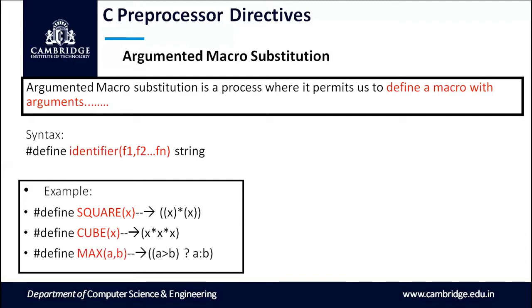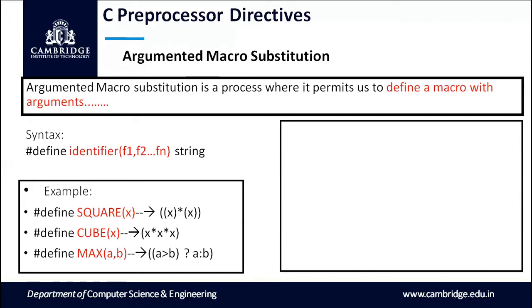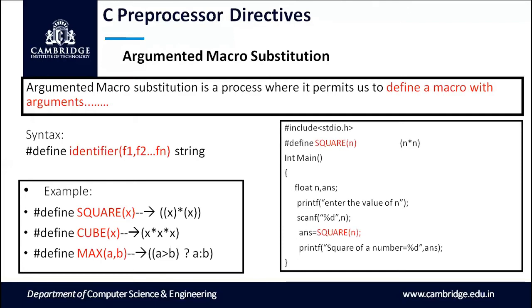Again, I have one more example, that is MAX(a, b). The meaning here is either a greater than b, or a equal to, or b. This is how the condition goes in the interior part of the back end. So we'll see one example program.